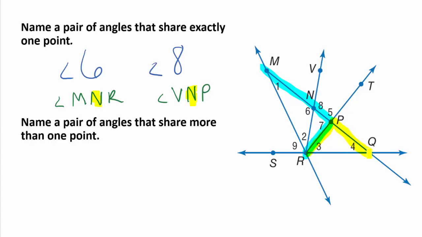that angle there. Okay, the blue angle I'm going to name angle MPR. And then the next angle, the yellow one, QPR. Again, if you notice, they share more than one point. PR and PR are in both. They share a side, PR.